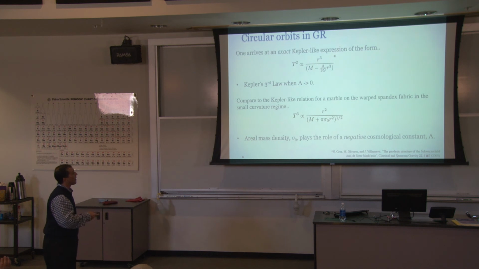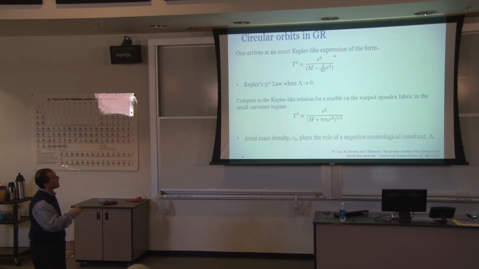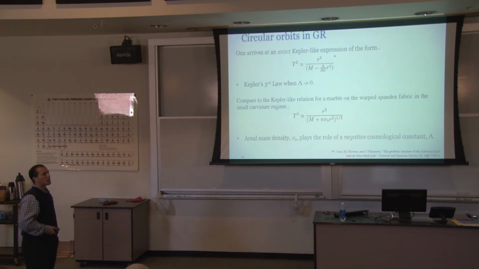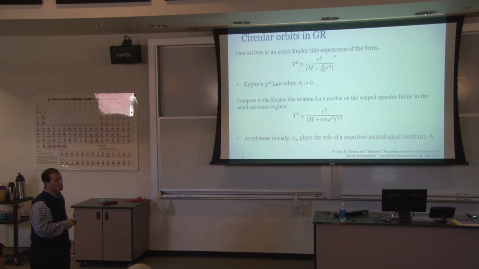And here, if I allow for a cosmological constant term, what do you see? Well, here I have two competing terms in the denominator, right? I have the central mass, and then I have this vacuum energy density. Now, let me remind you, you probably forgot, it's been so long now, this is the Kepler-like expression for my marble rolling on a warped spandex fabric in a small curvature regime. Again, notice the 2 and the 3 have been switched, right? Here's my term from the vacuum energy density.